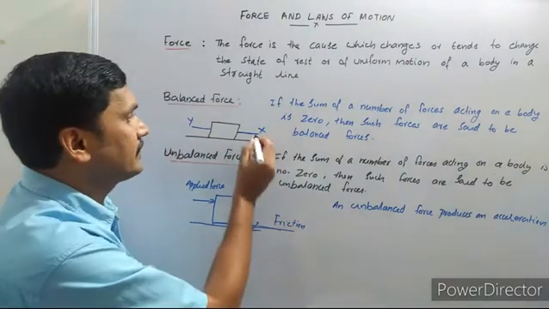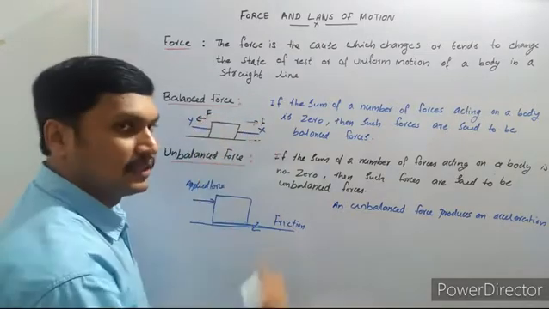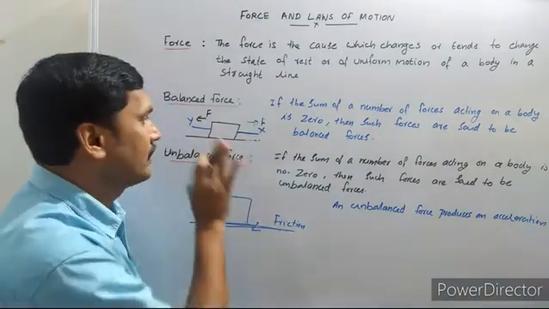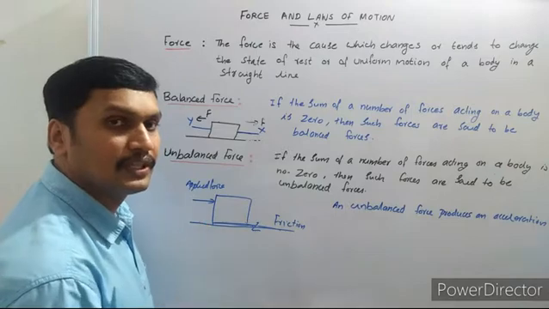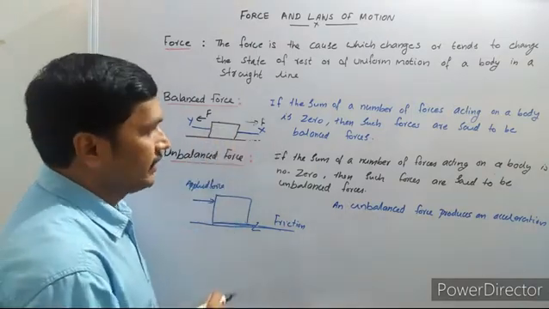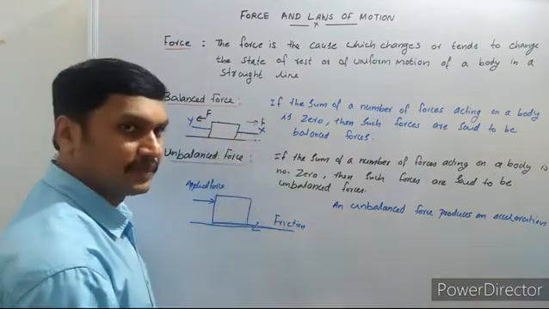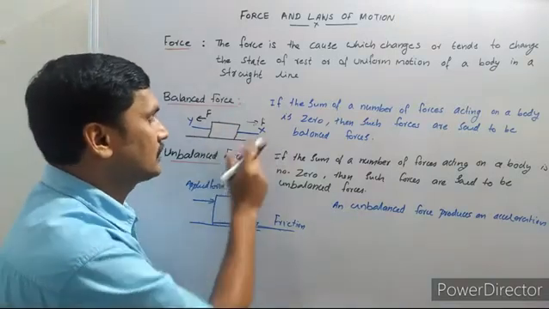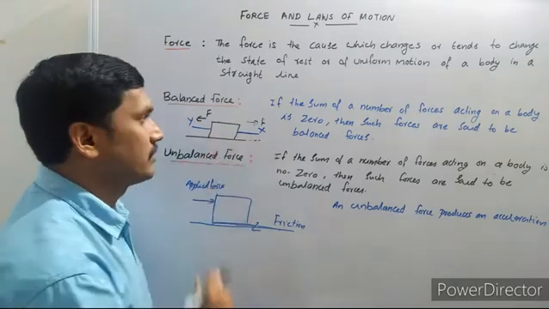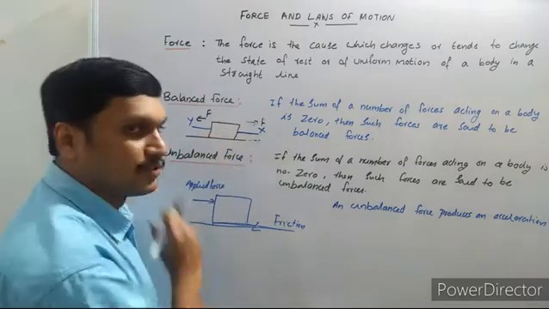But if the force is applied on both strings, if equal forces are acting on the strings, the body will continue at rest. The body will not move in any direction. The reason is that the forces are equal but in opposite directions. If you calculate the total force acting on the body, the total force is equal to 0. Now we call it a balanced force.